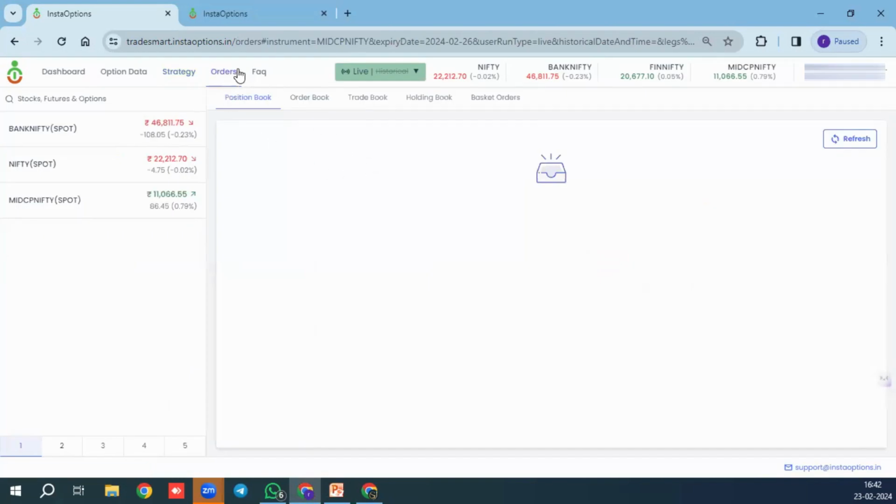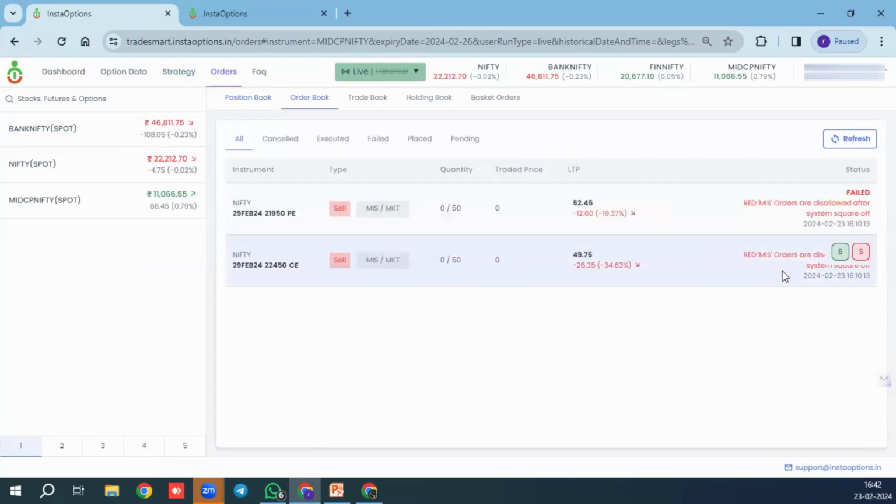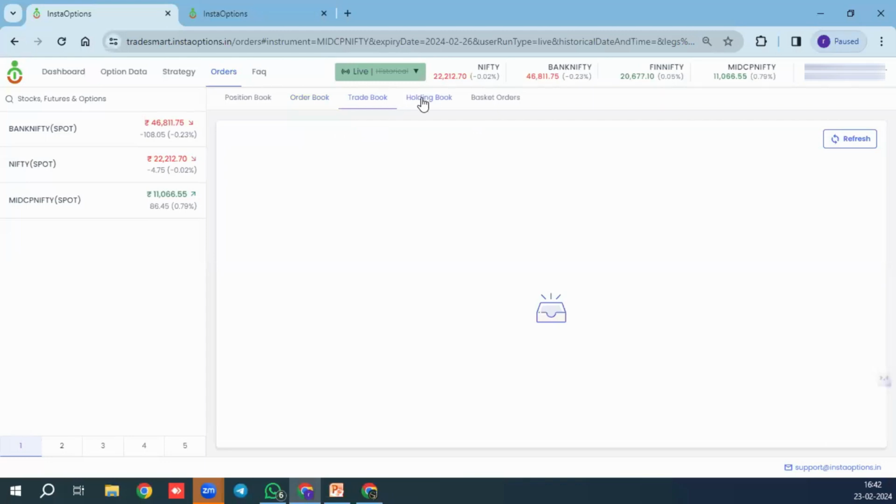Whatever orders you have placed here, it can be seen in the position book and orders book. See, just now I placed this, which got rejected. So trade book, everything you can find it here.